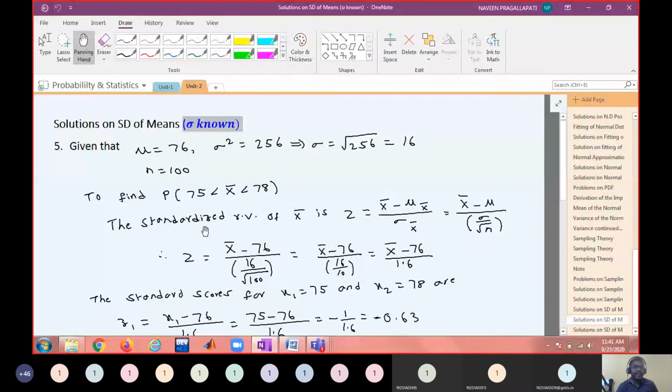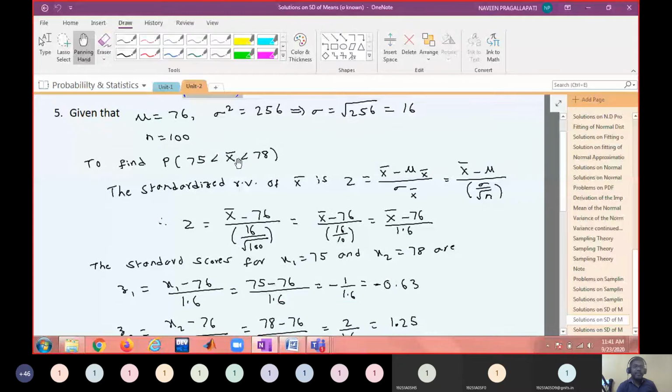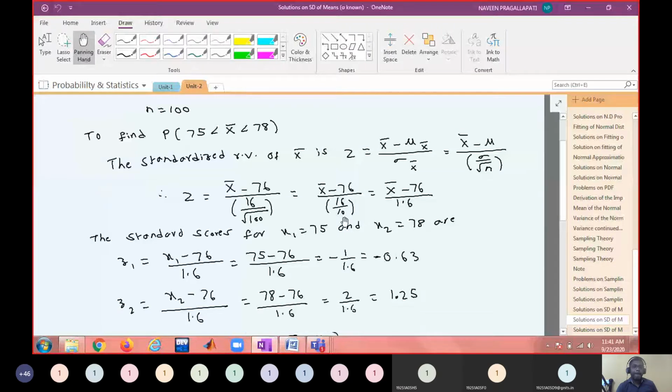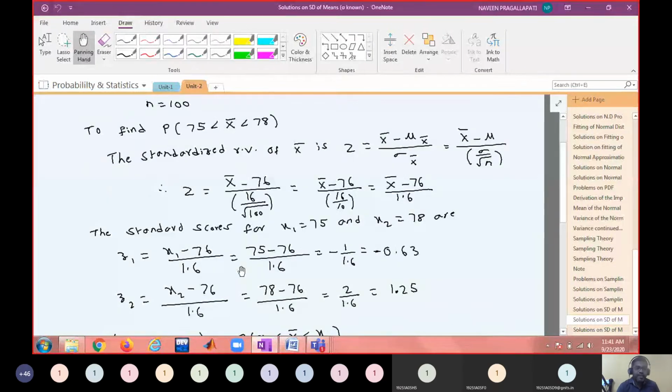That is what I did here. Given mean is 76, variance is 256, so under root of variance, standard deviation is 16. Sample size is 100 given. You're asked to find that sample mean is in between 75 and 78. So I computed standard scores for 75 and 78 here. I substituted 75 here, you get one Z score. You substitute 78 here, you'll get another Z score.